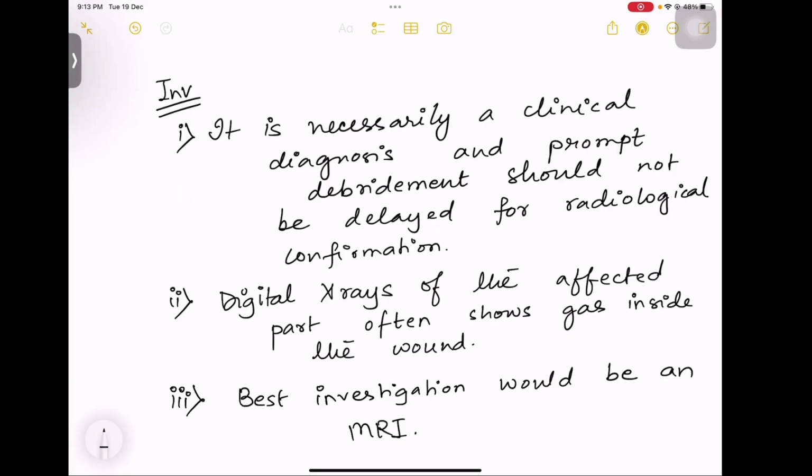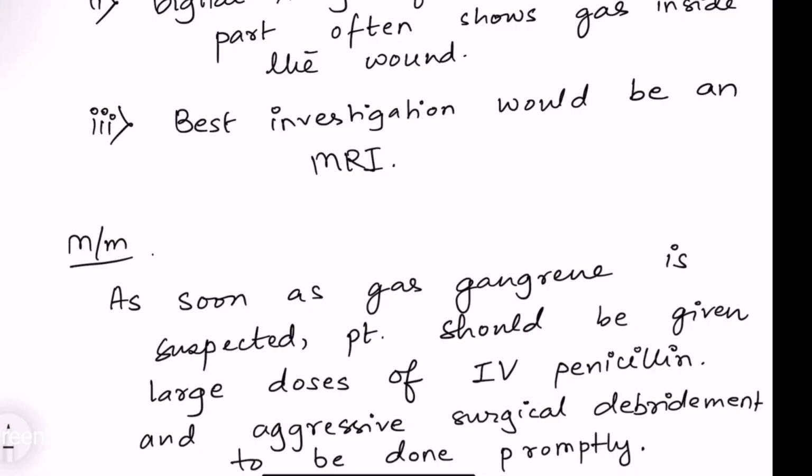So how do you diagnose gas gangrene? Mainly it is a clinical diagnosis on the basis of the history that the patient gives and the clinical features which have been mentioned. Now, this diagnosis and prompt debridement should not be delayed for radiological confirmation. Then, you have the digital x-rays of the affected part that can show the gas inside the wound. And the best investigation would be the MRI.